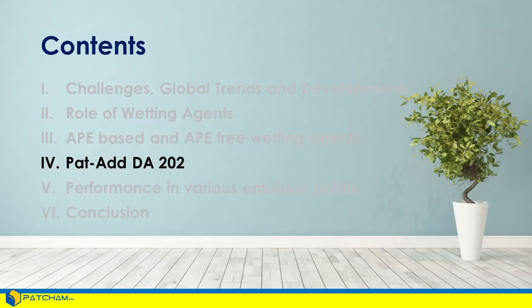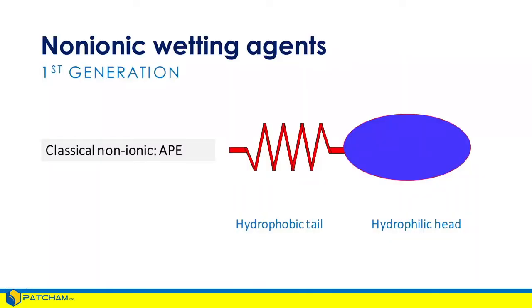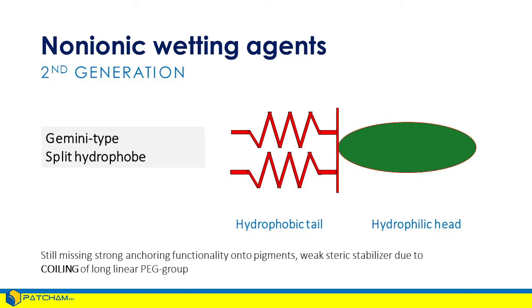So let's look at the chemistry of wetting agents. Here we have a diagram of the typical classical APE-based material with a hydrophobic end and a hydrophilic end. Newer generations are referred to as Gemini or split hydrophobes. It's got a double hydrophobic tail and a single hydrophilic head.